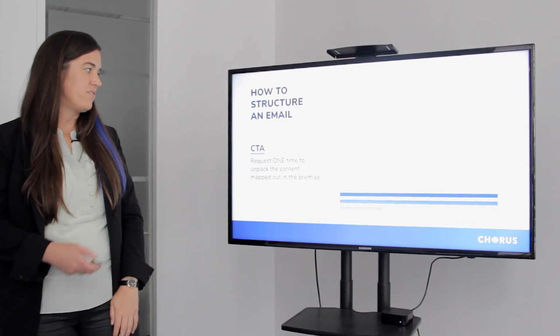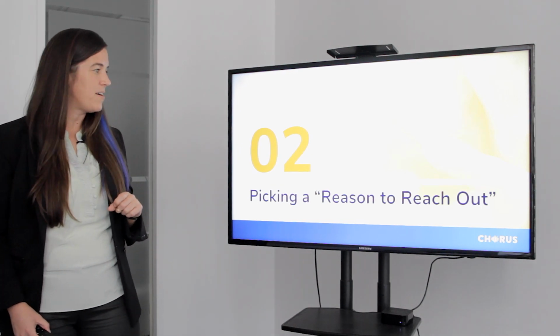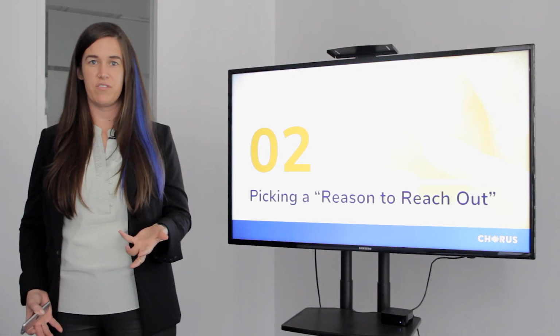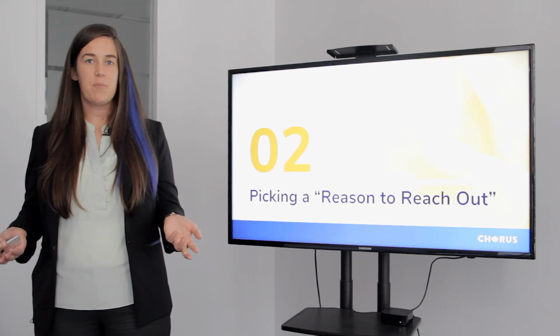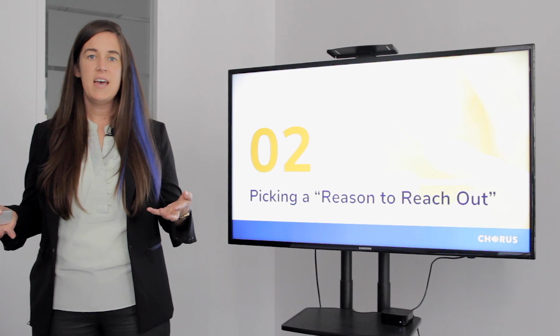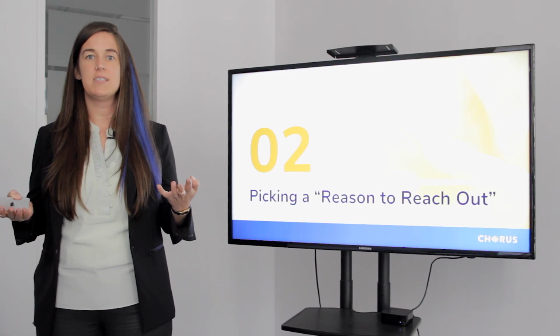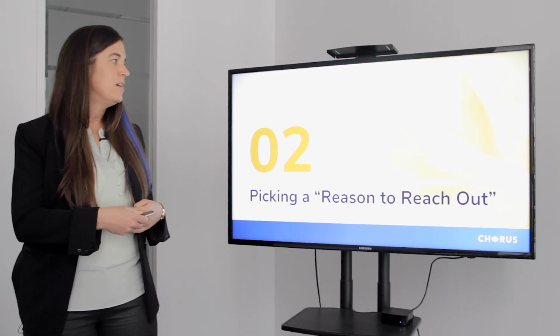So that's the structure of an email. The CTA should be the shortest line. Didn't want to leave that out. So now we know the structure of an email, but how do we pick out a premise? How do we pick out something that really resonates with our prospect? How do we tease something out about them, or something that they did, that will cause them to say that they want to talk to us?